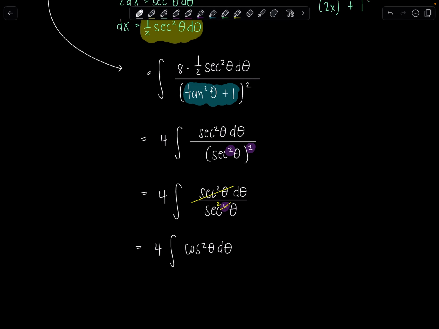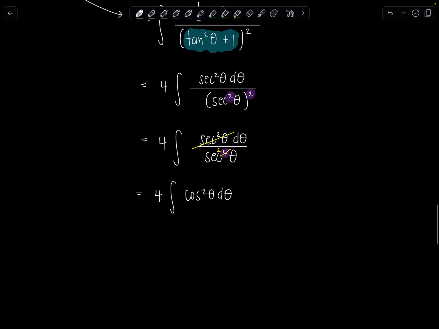Do we know how to anti-differentiate cosine squared theta? Yes, you just become a little math robot and you go, I'm going to use my half angle identity. So 4 times, you're going to replace cosine squared theta with 1/2 times 1 plus cosine 2 theta d theta. That's the only identity to use when you're working in an integral. I know there's other identities for cosine squared theta, like 1 minus sine squared theta, but that's not going to help you evaluate the antiderivative.